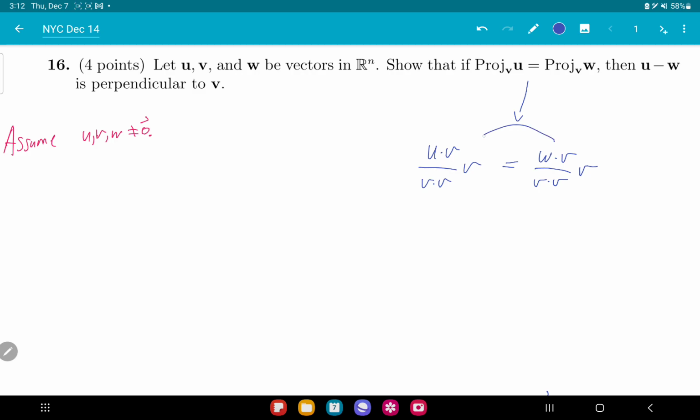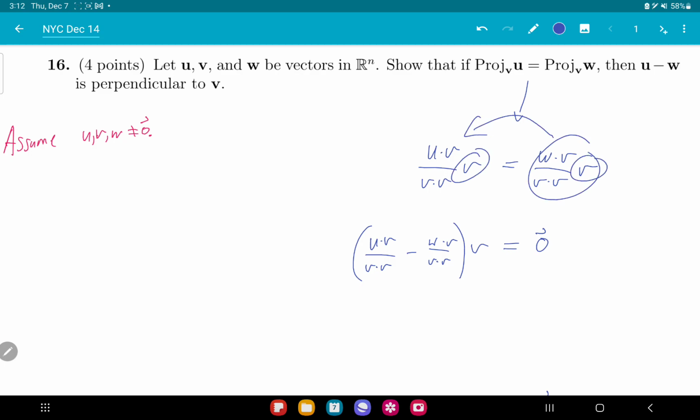So I'll start by moving the second projection over to the left. And what do you get? Well, you get u dot v over v dot v and w dot v over v dot v. And I'm going to go ahead and factor out that v. Okay, so I brought this over, and then I factored out this v here.